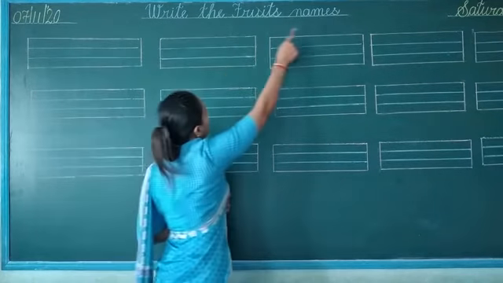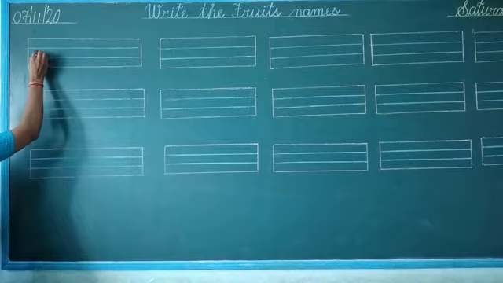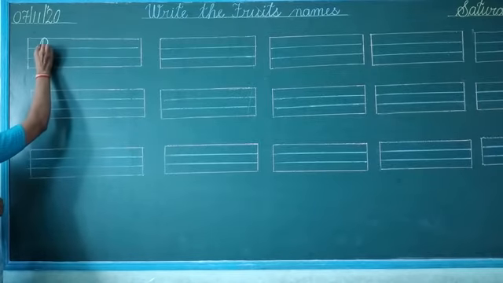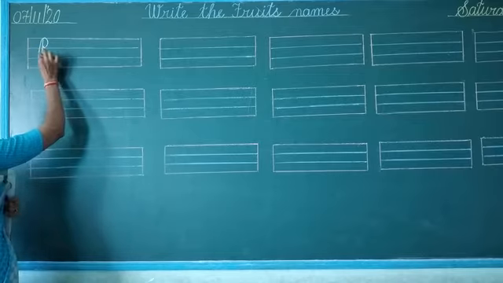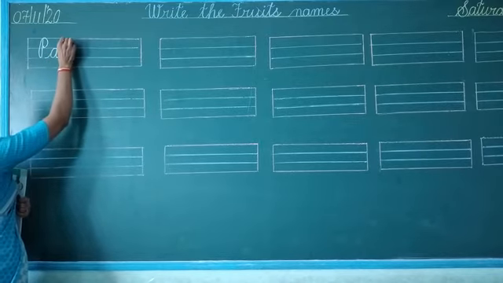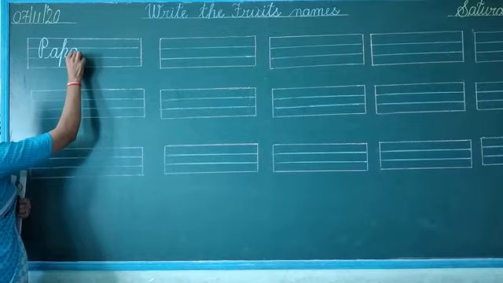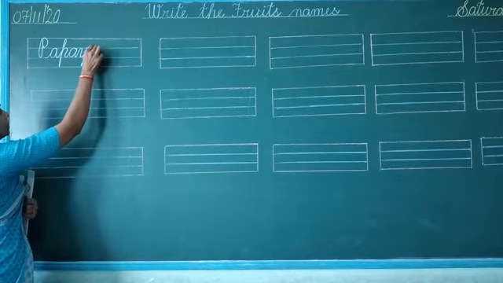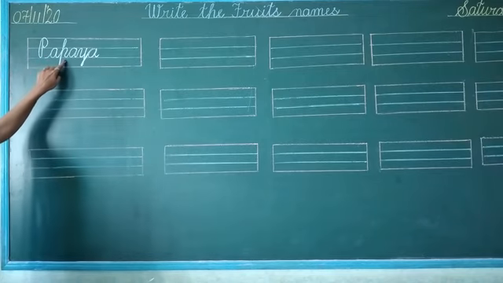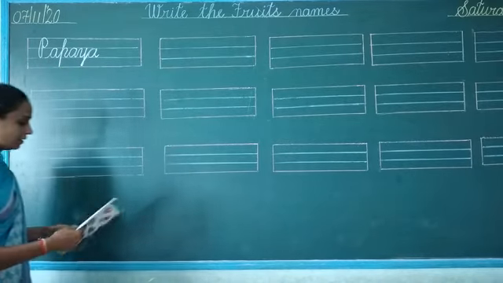Write the fruits' names. First is papaya. You all know we have to write the first letter in capital letter. So P, A, P, A, Y, A. Papaya. P A P A Y A, Papaya.